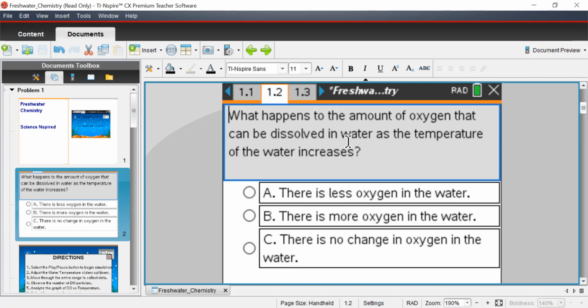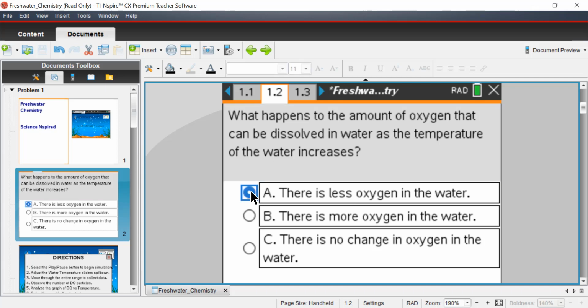And so this question is asking because most of this activity deals with dissolved oxygen and temperature. The choices are A, there's less oxygen in the water, B, there's more oxygen in the water, C, there is no change in oxygen in the water, so C is assuming that temperature has no effect on dissolved oxygen amounts. And the actual answer, like I mentioned earlier, is going to be A. So there is less oxygen in the water the warmer the water gets.